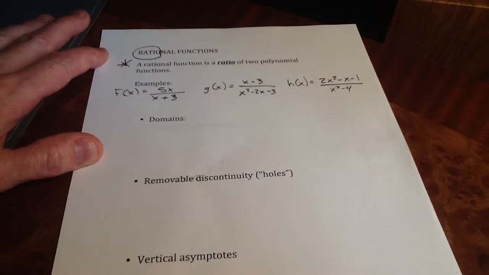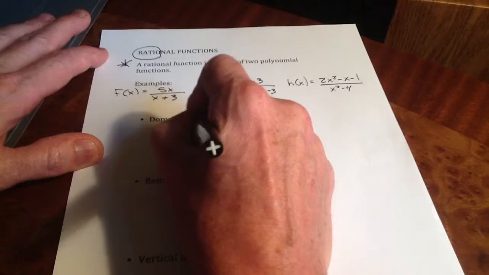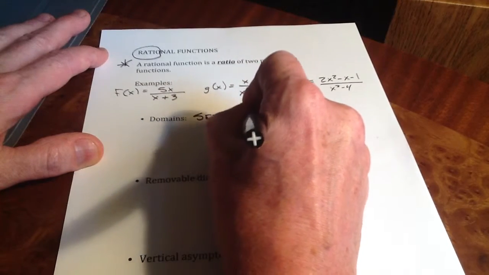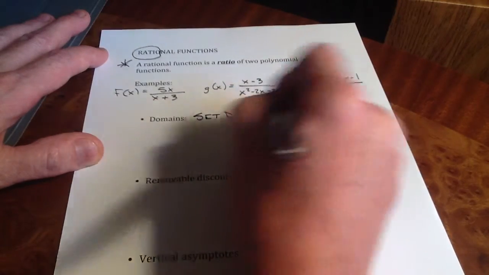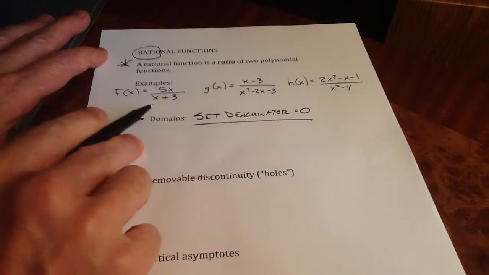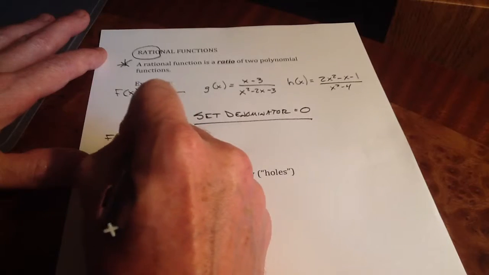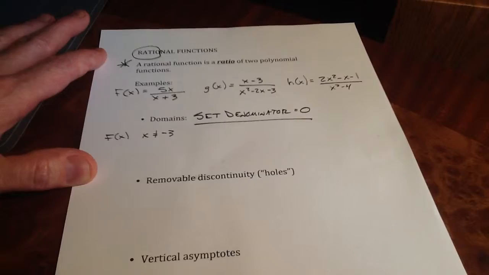The first thing you'll be asked to figure out is the domains. And what you will do is set the denominator equal to 0. Yes? So in this case, obviously, for f of x, x cannot equal -3, because that would zero out the denominator.